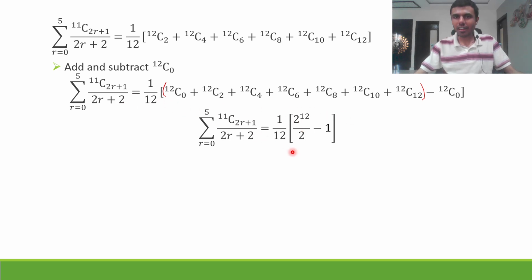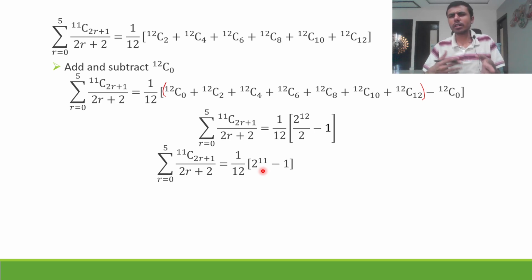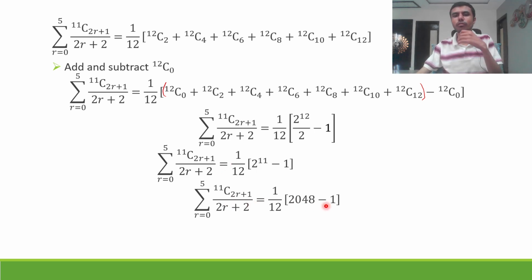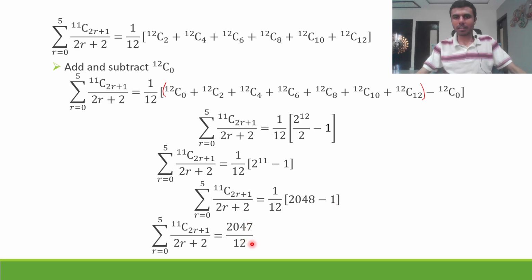So the entire thing, we are coming to an end. 2 power 12 by 2 is 2 power 11, because a power m by a power n is a power m minus n. 2 power 12 minus 1 is 2 power 11. 2 power 10 is 1024, so 2 power 11 is 1024 into 2, and that would be 2048. So 1 by 12 into 2048 minus 1. So this is nothing but 2047 by 12.